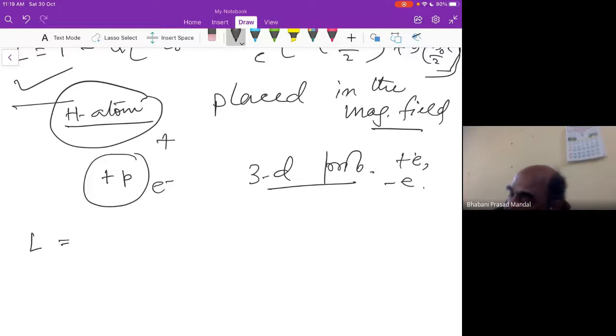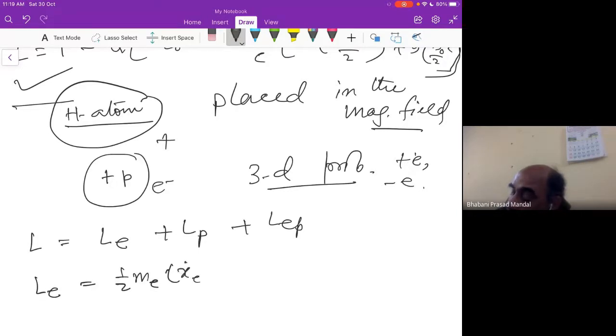So for the hydrogen atom, you have a Lagrangian for the electron, then a Lagrangian for the proton, then a Lagrangian for the electron-proton interaction. Because these are charged particles, there will be Coulomb interaction. This will be the structure of the Lagrangian. The electron part will be half m_e times x_e dot squared plus y_e dot squared plus z_e dot squared, because the electron has coordinates x, y, z.